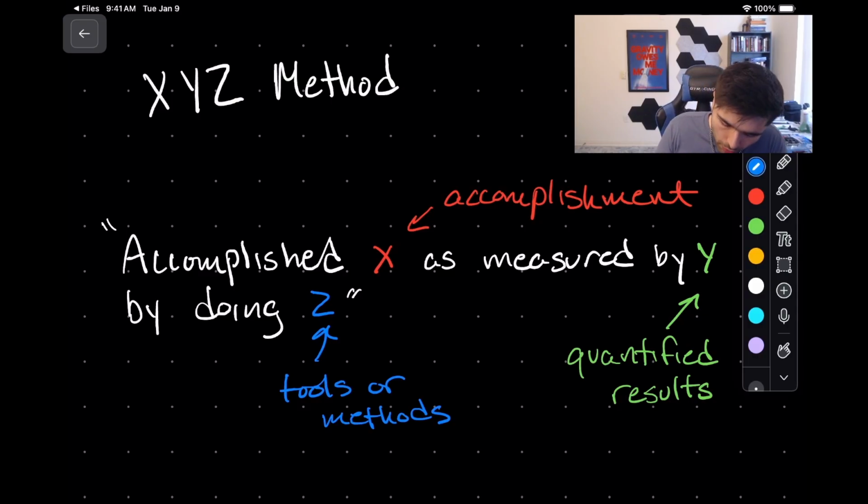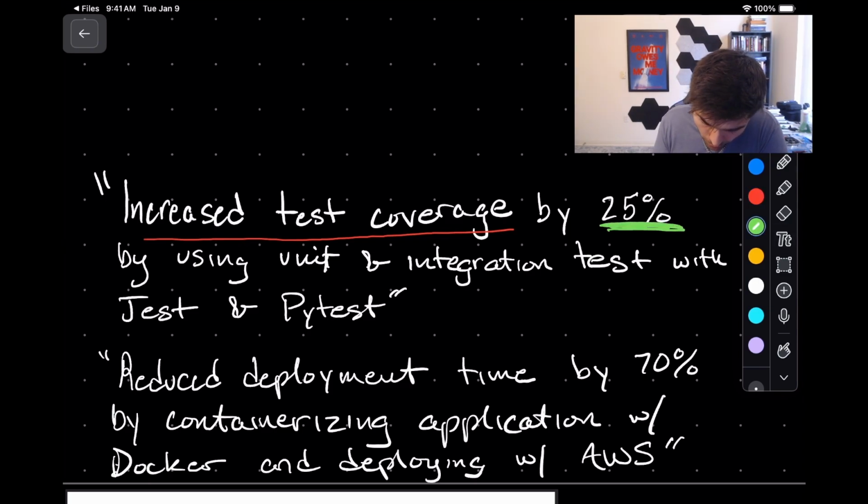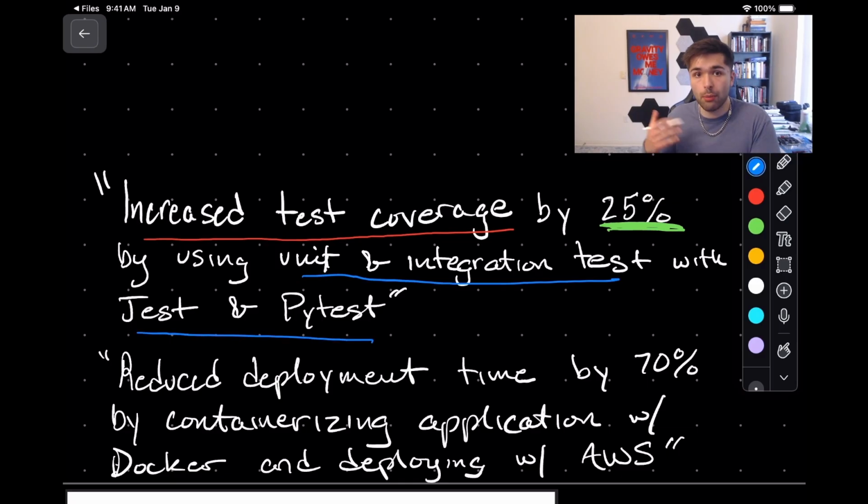And so I have a couple of examples here. Totally, these guys aren't on my resume. We'll talk about my resume specifically next. But just to highlight again what we're talking about, the accomplishment here is increasing test coverage. The quantifiable result is this 25%. I would argue this is your methodology and these are your tools, so they both lend themselves to that Z point of the XYZ method.